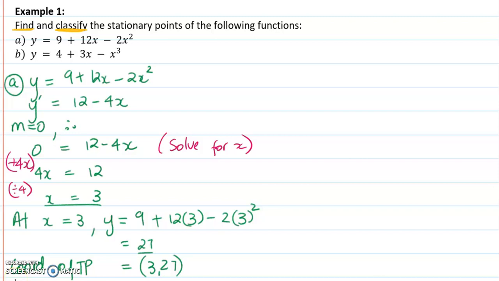Okay, what we're going to look at is what we need to do to find and classify the stationary points of the two functions that are given. To find means we are looking at our x and y intercepts and also our turning points. Classify means we are looking at the nature, whether it has a minimum, a maximum, or a point of inflection.